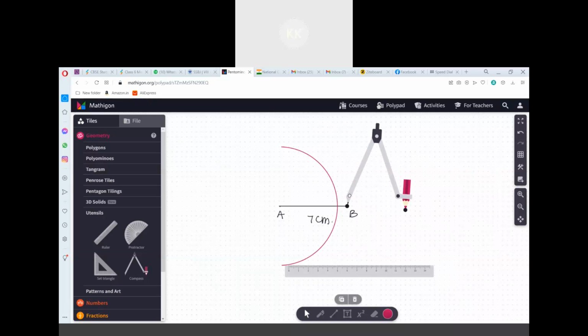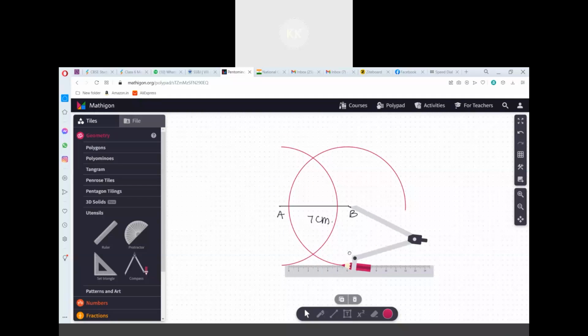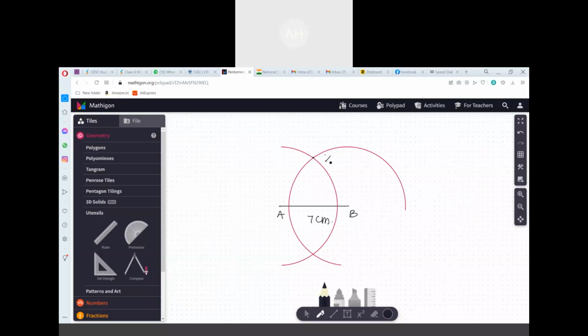Now with the same radius, you have to cut arcs with point B. There is a difficulty here. I have to cut like this only, completely. Now we should draw a line between the point of intersection. These parts are not required. Only the point of intersection is required. X and Y were the names given. Now I have to take the ruler and join this X and Y.